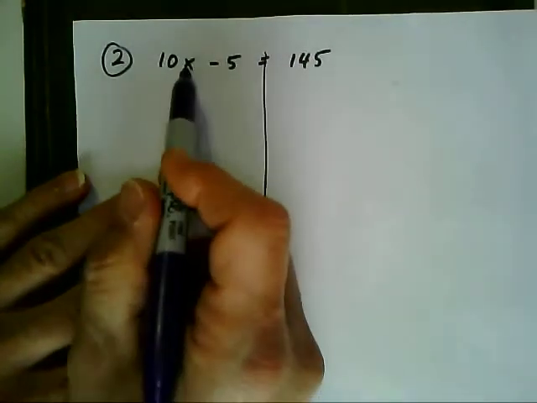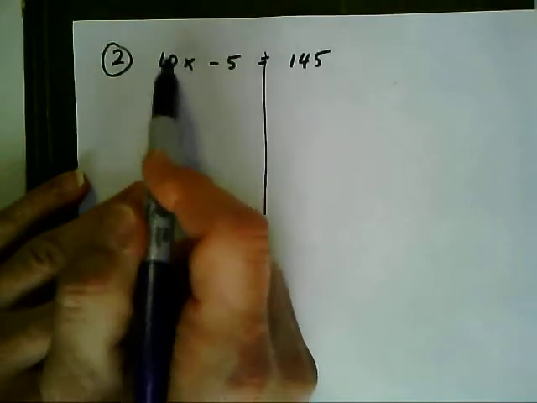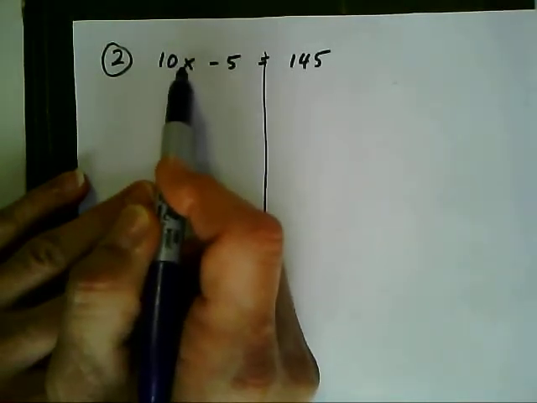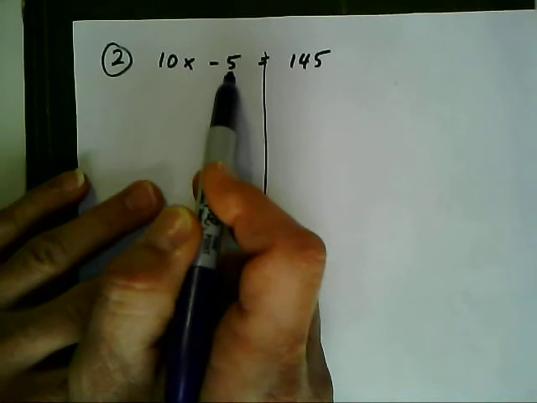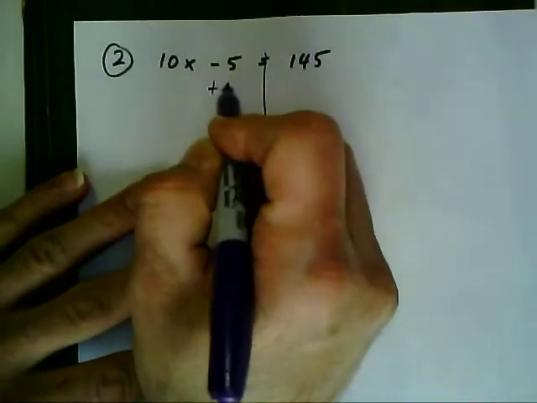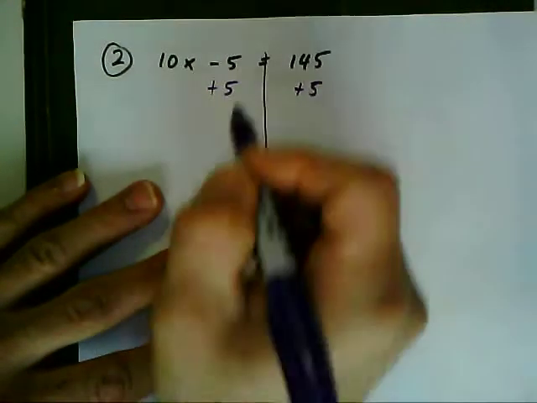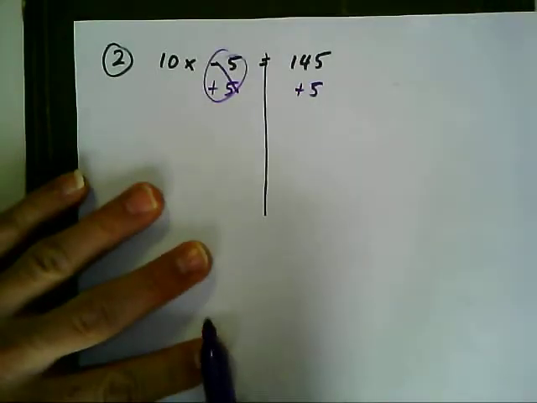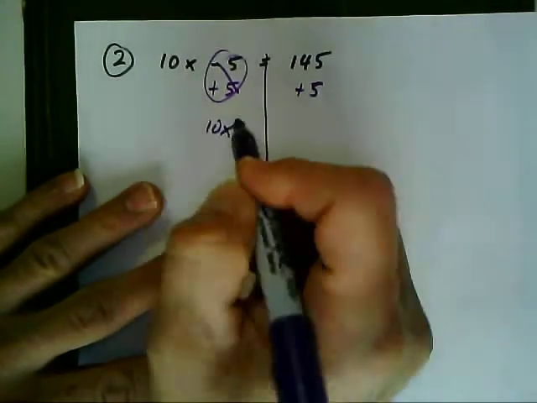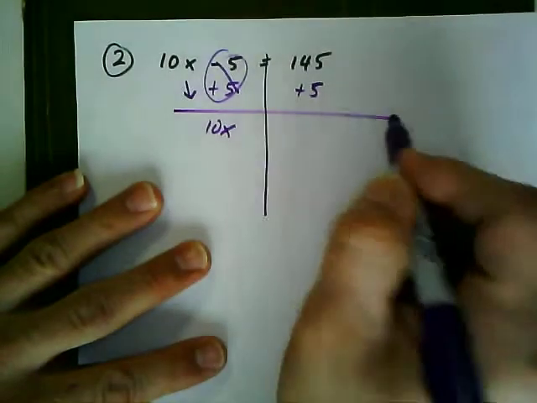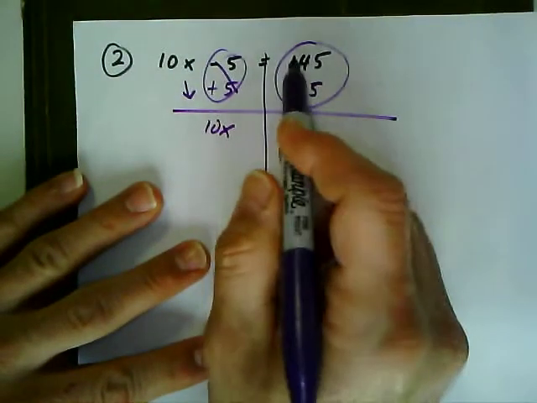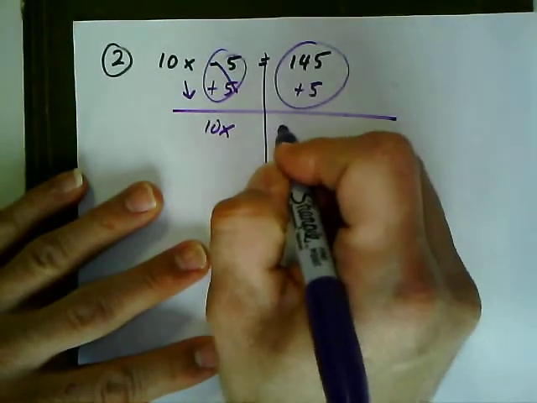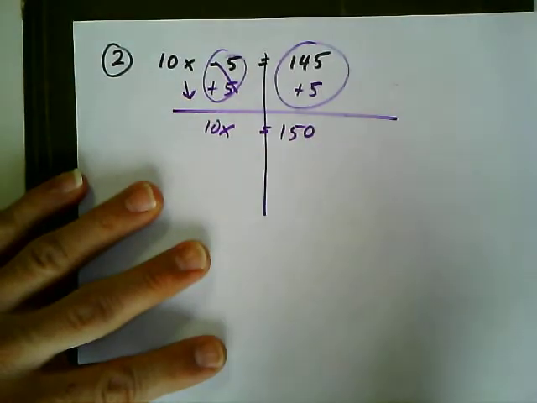First thing we do is get rid of what's added or subtracted. Well, that 10 is attached to that x. So that's being multiplied. So that's our last thing. So we're going to look at the -5. So we'll say +5 to both sides. We'll bring down that 10x because we didn't use it. And we'll add 145 plus 5 is 150, our equals sign.